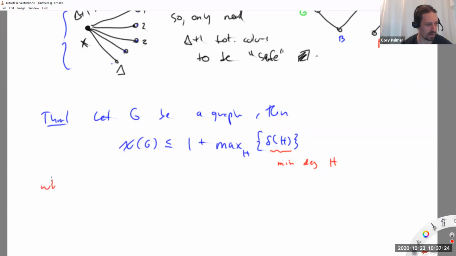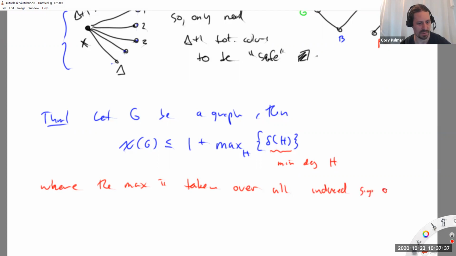Okay, so where the max is taken over all induced subgraphs of G. We talked about what an induced subgraph is last time, but what it means is take a vertex subset of G and take all the edges of G that were on that vertex subset. Okay. So does induced imply proper subset?